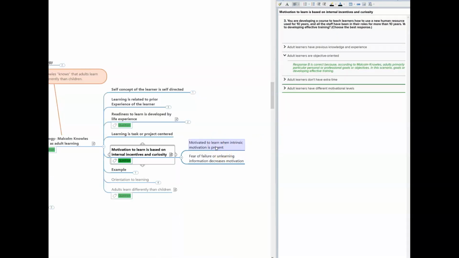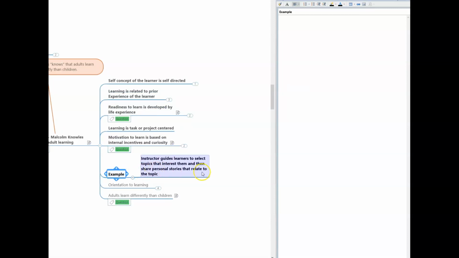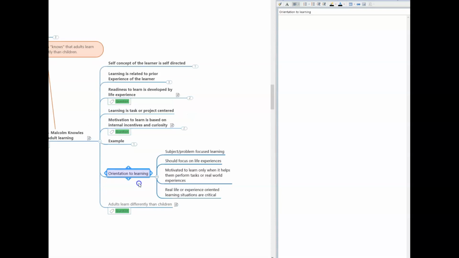People are motivated to learn when intrinsic motivation is present, and the fear of failure or unleashing information decreases that motivation. An example: an instructor guides learners to select topics that interest them and then share personal stories that relate to the topic. Orientation to learning: subject and problem-focused learning. Learning should focus on life experiences. They're motivated to learn only when it helps them perform tasks or real-world experiences. Real-life or experience-oriented learning situations are critical.